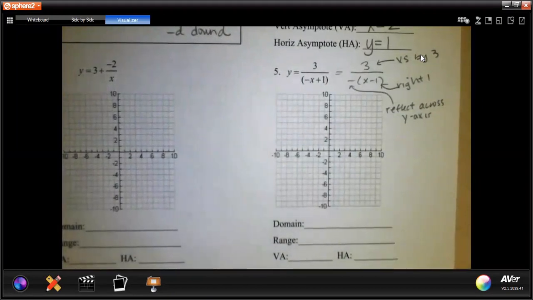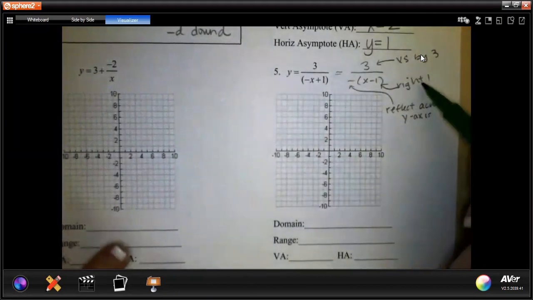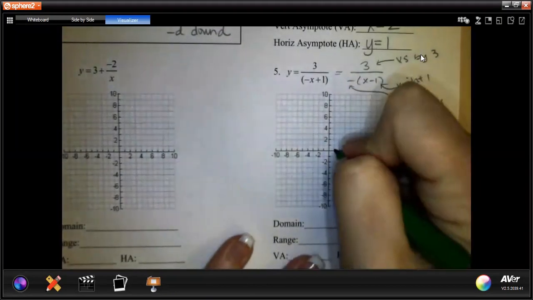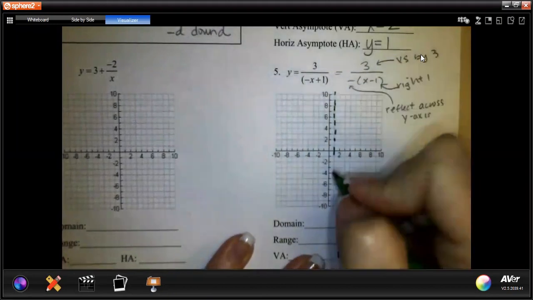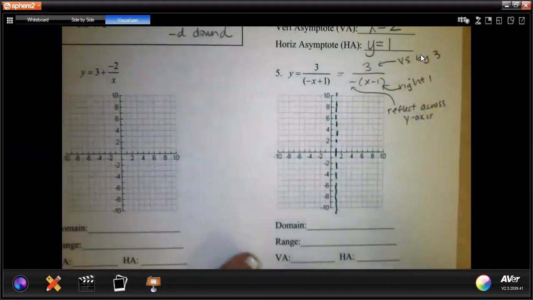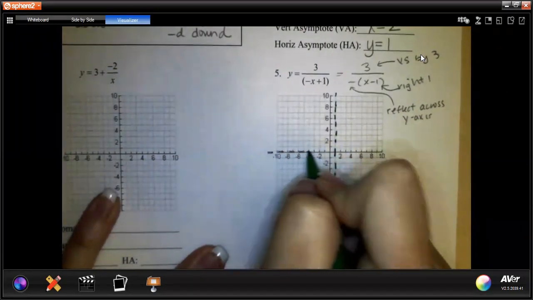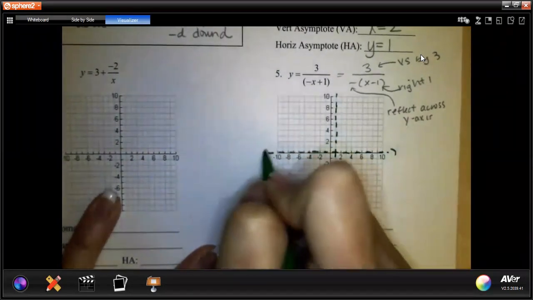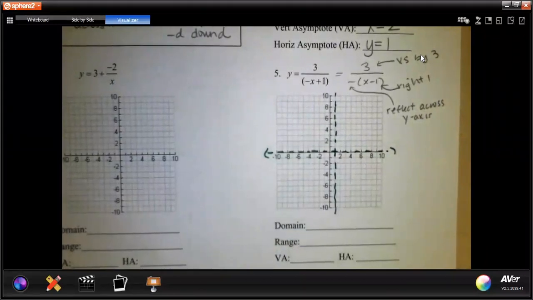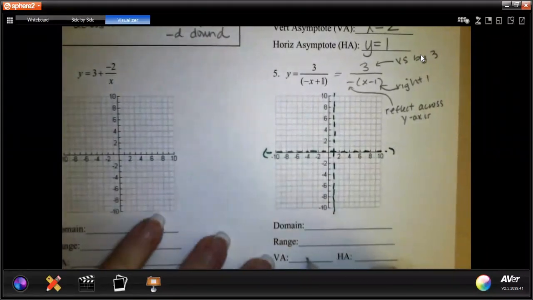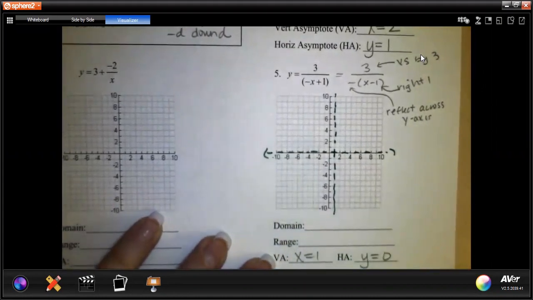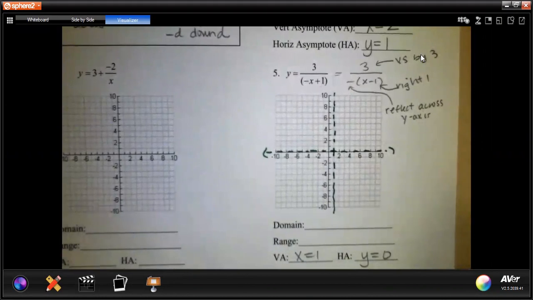My first transformation to graph should still be that horizontal and vertical asymptote, and that is moved to the right one. So our vertical asymptote is going to move to the right one. Our horizontal one is not going to move since it is not moving up or down, so that's still going to be right here at 0. So vertical is at x equals 1, horizontal is at y equals 0. Now we're ready to graph the rest of these points.